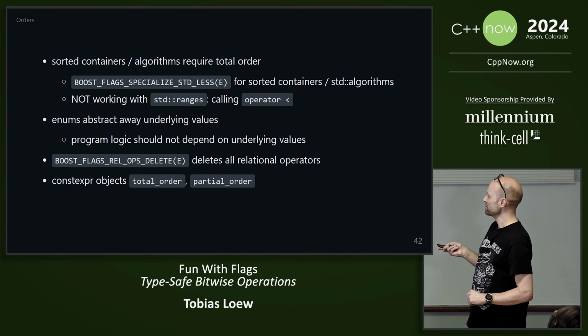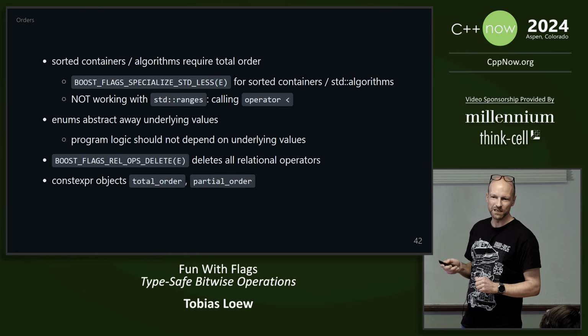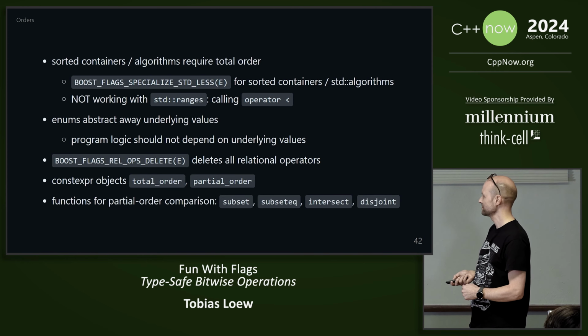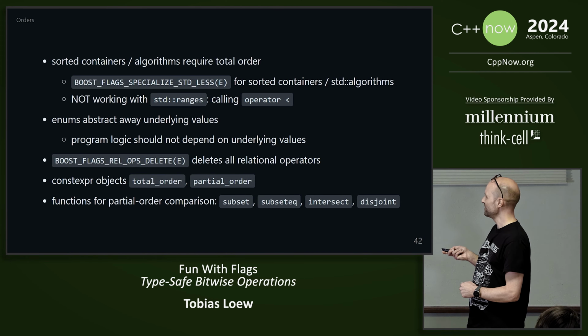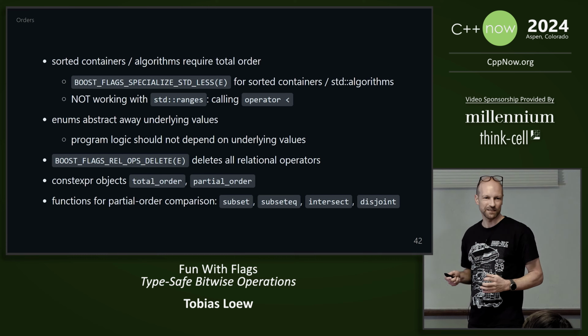And there are constexpr objects, total order and partial order, defined for your enum, which you can plug into your algorithms, whichever you want to have. Additionally, there are functions for the partial order comparison, like subset, subset equal, intersect, and disjoint to compare the flag sets.